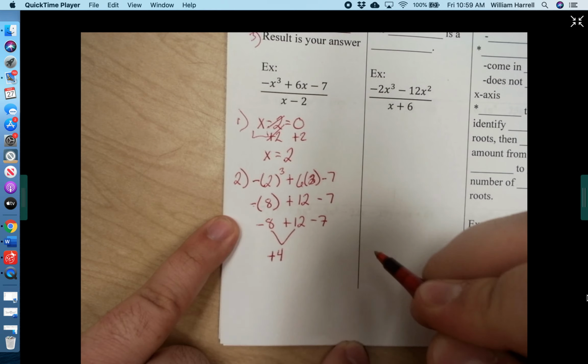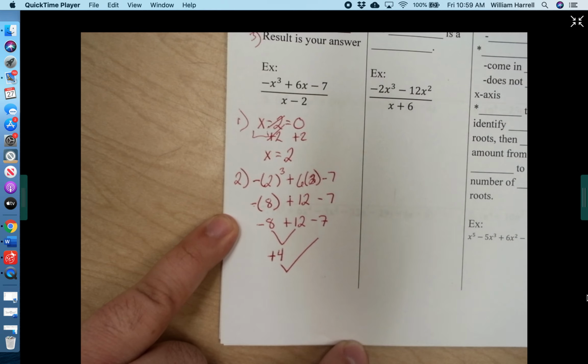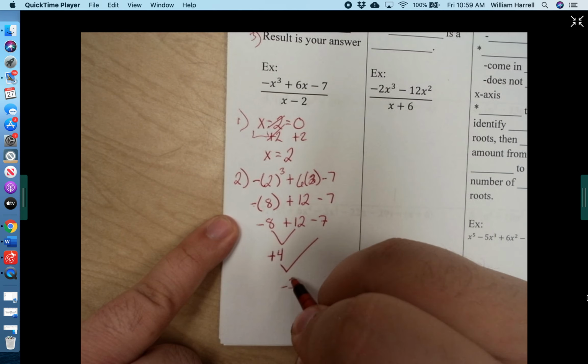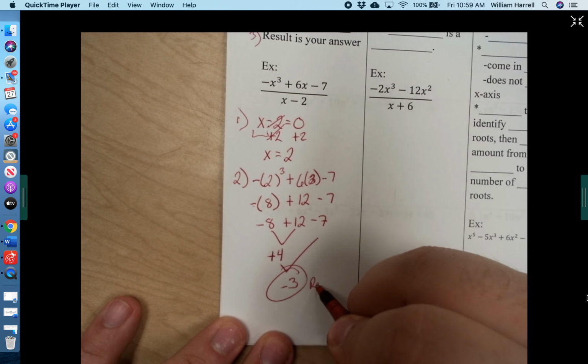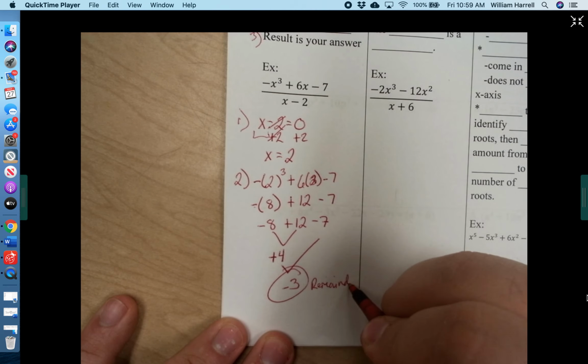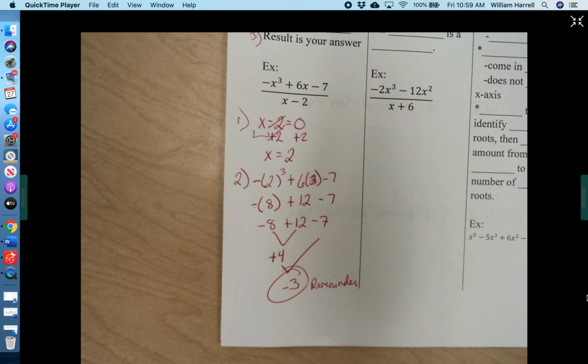So plus 4. Made a mistake right there. It's okay. Positive 4 minus 7 is negative 3. This is my answer. This should be my remainder if I did everything correctly. There's a couple of ways you can go back and verify and double check. One is to do it by hand.